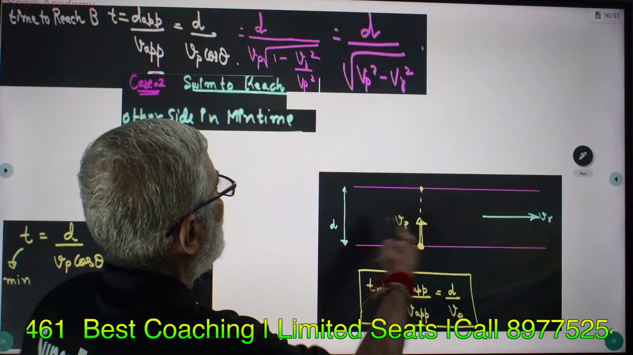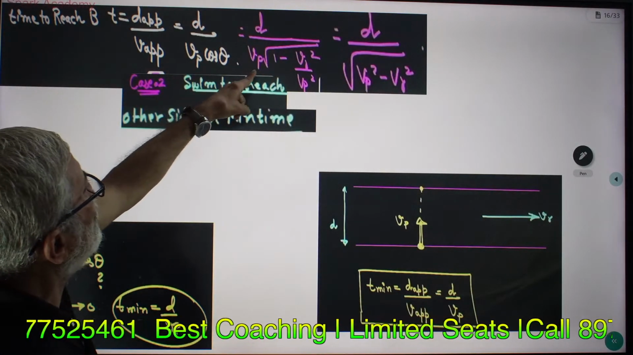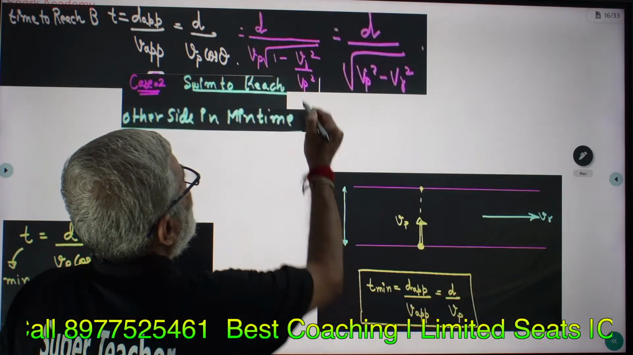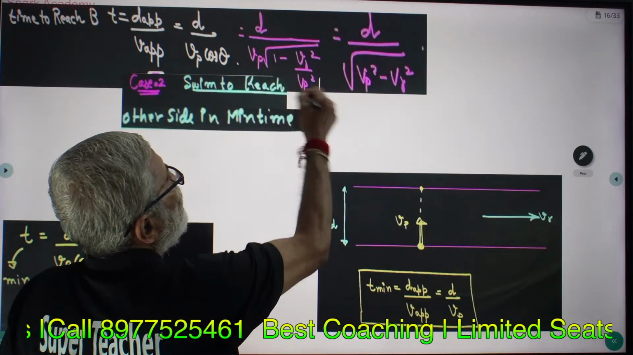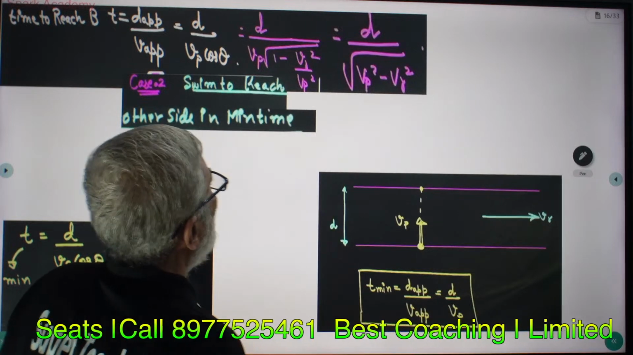Okay, now next case. So the time to reach B, we have arrived here. Just now I told you cos theta is equal to square root of 1 minus Vr square by Vp square. If you simplify, you will be getting D by square root of Vp square minus Vr square.